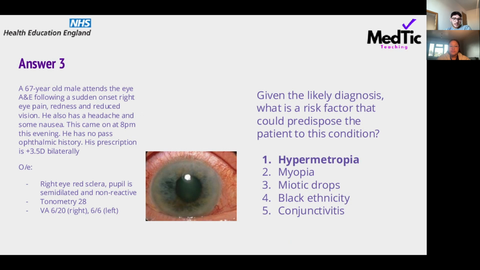And then why is hypermetropia a risk factor and not myopia? Hypermetropia is long-sightedness, which means you have a small eyeball, and therefore you'd have a smaller angle. So it's more likely to close, as opposed to myopia. Miotic drops are what you use to treat this, so that's when the pupil becomes small. The black ethnicity has nothing to do with increased risk, and a condition like conjunctivitis wouldn't increase the risk for this patient. And actually in the history here, you can see his prescription is plus 3.5 diopters, which is a long-sighted prescription, which tells you that he's got hypermetropia. And also he's got an increased pressure in the eye, 28.